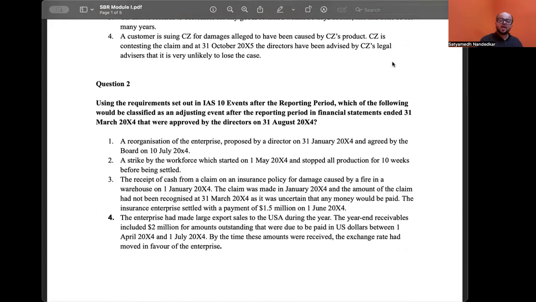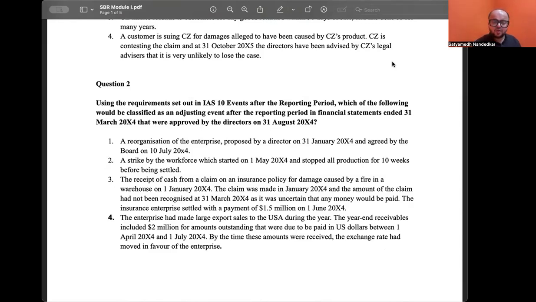Look at the second one. Using the requirements of IAS 10, events after the reporting period, which of the following would be classified as an adjusting event after the reporting period in financial statements for the year ended 31st of March? Directors approved the financials on 31st of August. Now, events after the reporting period are those which take place after the reporting date, but till the date the financial statements are approved by the directors. In this case, they are talking about an adjusting event, which means the conditions for this particular event should have existed on the balance sheet date.